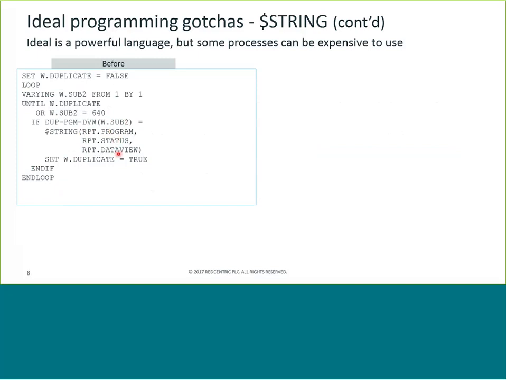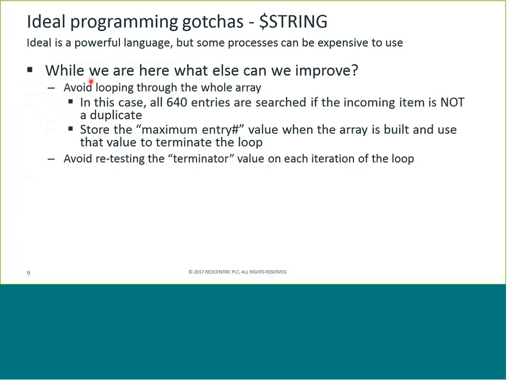So the value of report program status and data view is the same on every iteration of the loop. So the string can quite happily move outside the loop without impacting the results of this loop. Okay. Now, while we're here looking at this particular piece of code, what else can we improve in this loop?